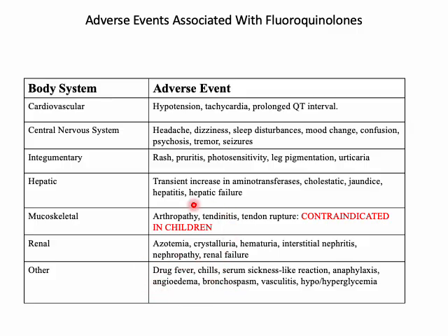But what I really want you to remember very well are the musculoskeletal adverse effects. We may have arthropathy, tendinitis, and even tendon rupture, and that was seen in animals. And because of this arthropathy and tendinitis, fluoroquinolones are contraindicated in children. You cannot give them to patients who are less than 18 years of age because of that. So it may be the best drug for this bacterium, but you simply cannot give it if the person is a child.